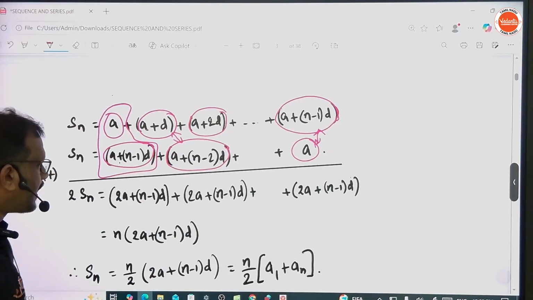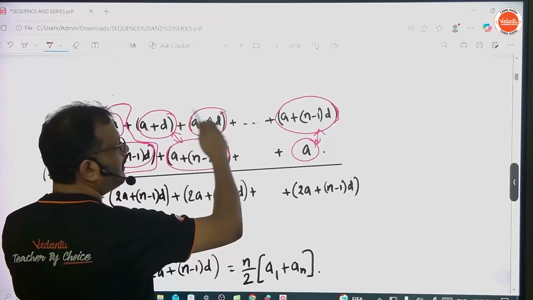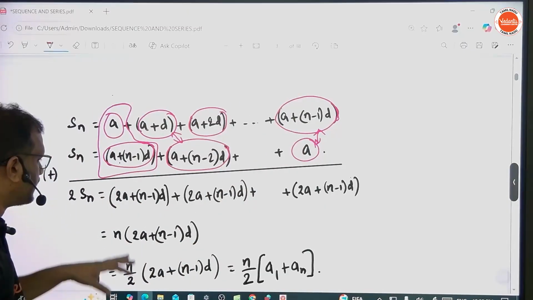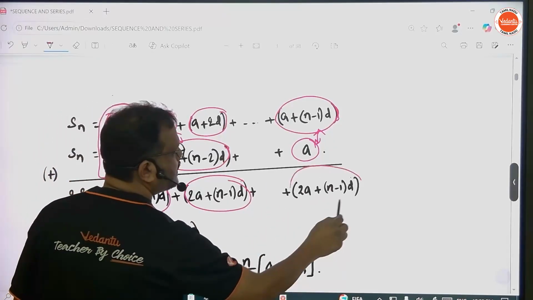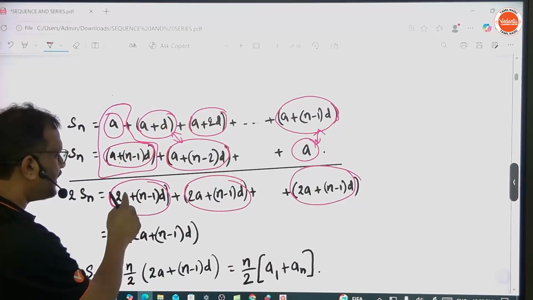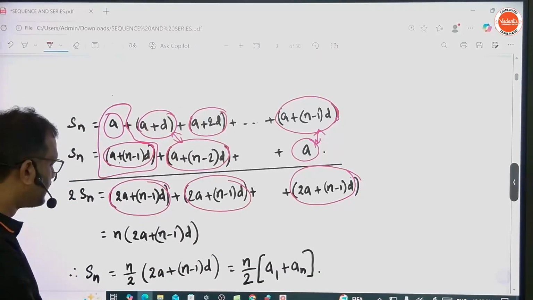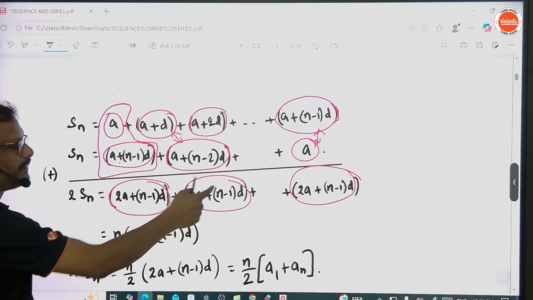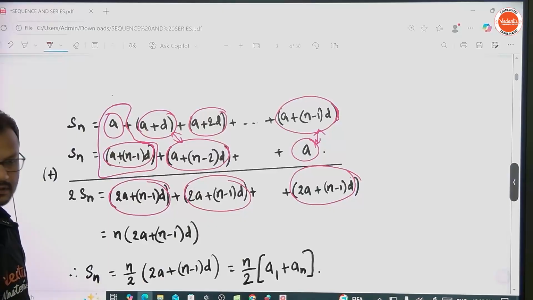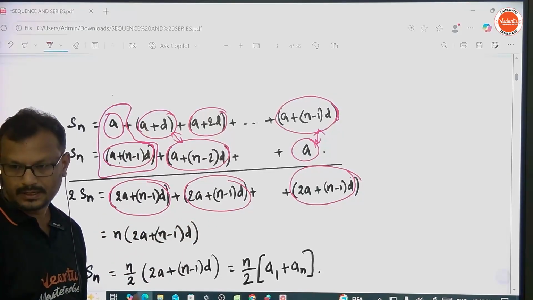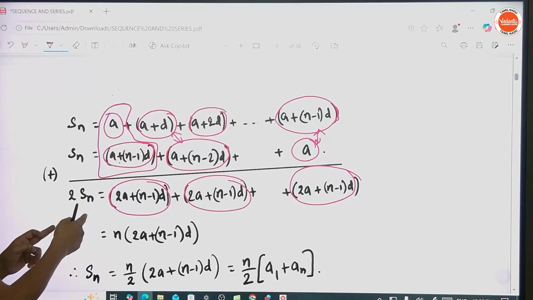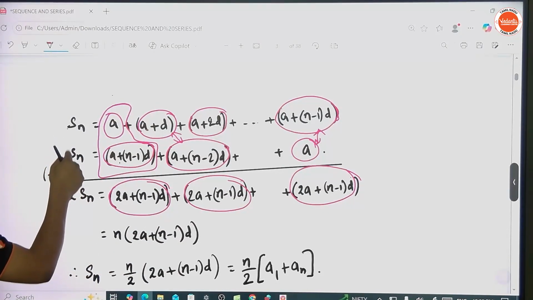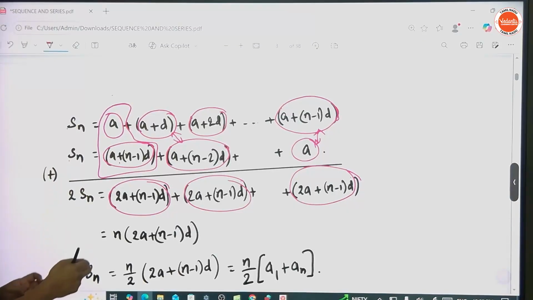Again, all the same. So how many terms are there like that in total? This sum is common, right? The sum of the terms when you add is the same. So how many terms are there like that? n terms. That's why it is n times the sum, and this number is the same here, 2A plus n minus 1 D. So n times 2A plus n minus 1 D. Now we just need Sn. The sum of these two will be 2 into Sn. So Sn equals n by 2.